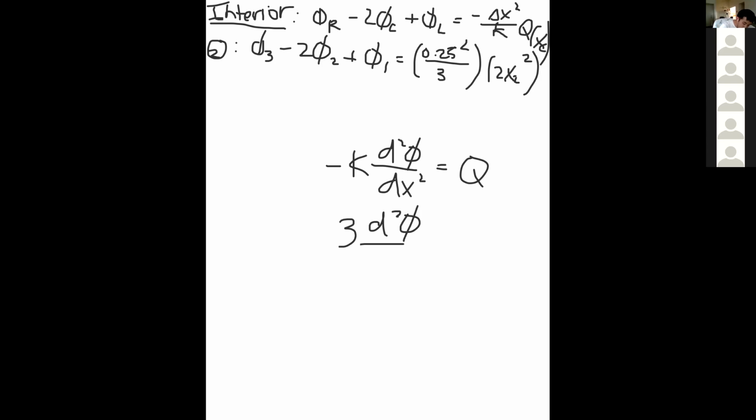Professor, how come the diffusion coefficient k is negative or the opposite sign? Right. So in our normal diffusion equation, it looks like this: minus k d squared phi dx squared is equal to q. In this case, we just had 3 d squared phi dx squared. So because we had a +3 in the problem, that means k must be -3 in order to cancel out the negative that's right here. Okay, that helps out. Thank you.